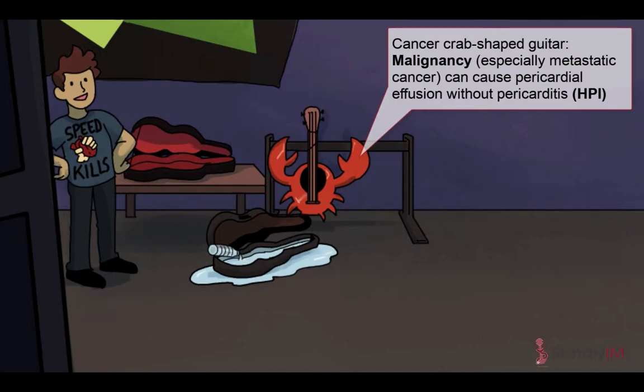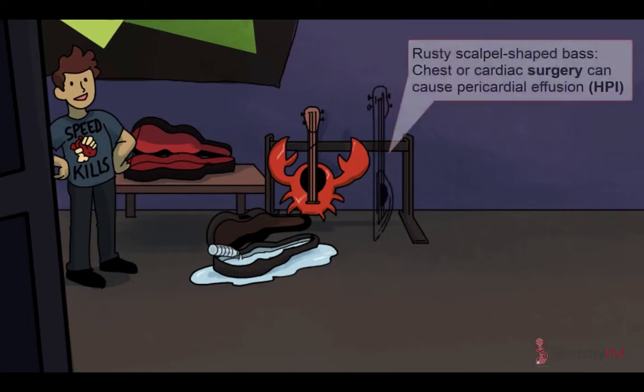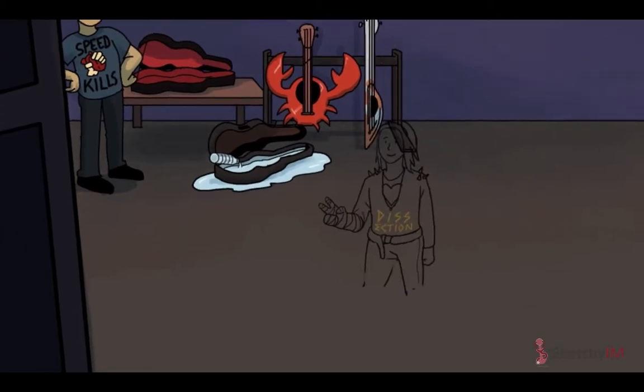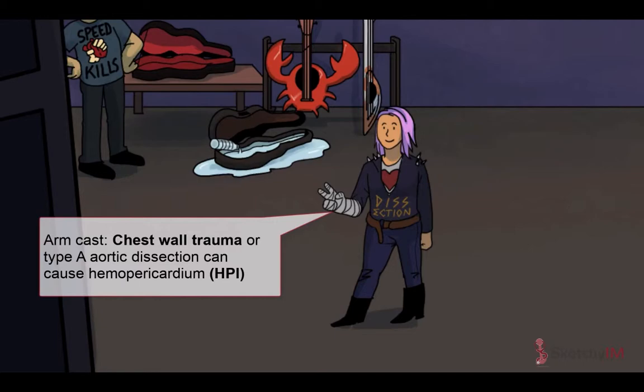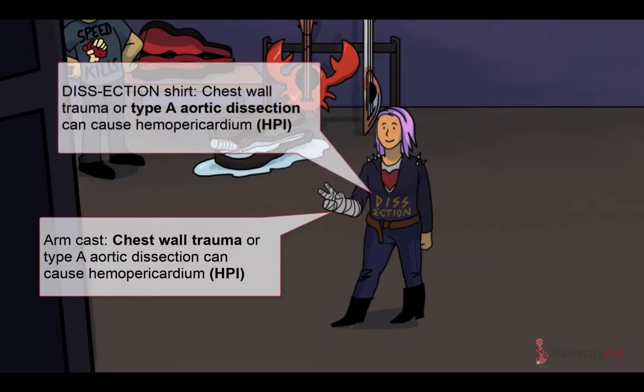At Sketchy, cancer is represented by our recurring symbol, the cancer crab-shaped electric guitar. A must for any self-respecting metal band. Next, cardiothoracic surgery, including relatively minor diagnostic or interventional cardiac procedures, often causes pericardial effusions. That's why this bass guitar looks like a rusty scalpel. I hope you don't cut yourself playing that thing, band guy. But if you do, I expect you to bleed metal. Finally, in certain situations, such as chest wall trauma from a car accident or a type A aortic dissection, blood can seep into the pericardium, creating a specific type of pericardial effusion called hemopericardium.